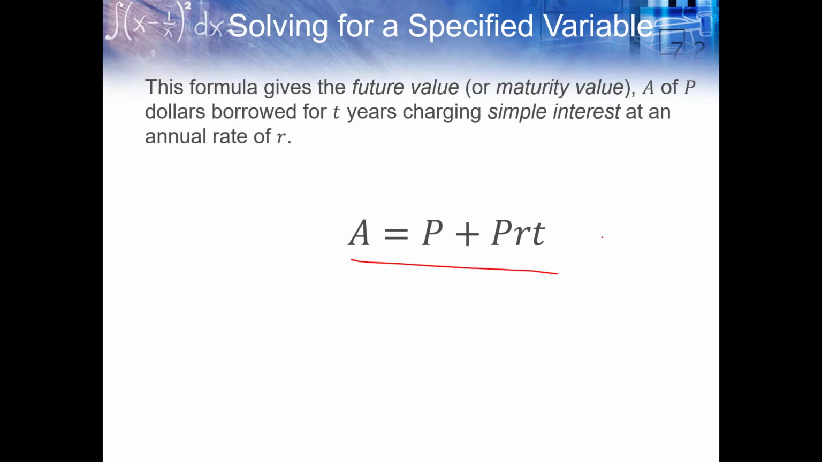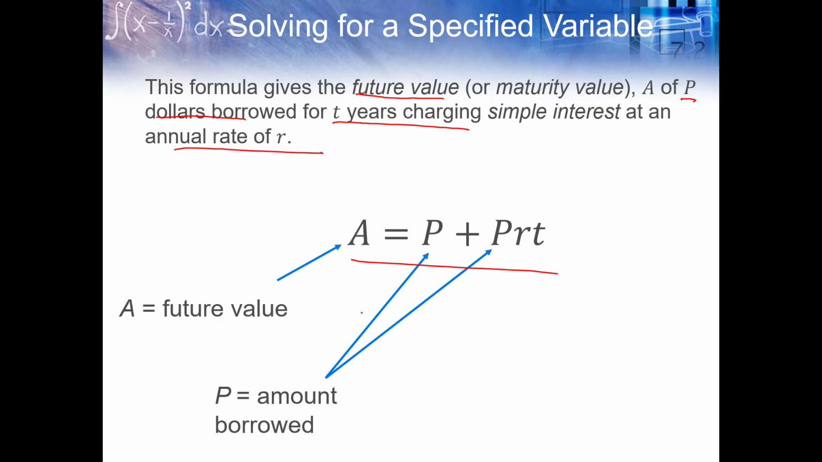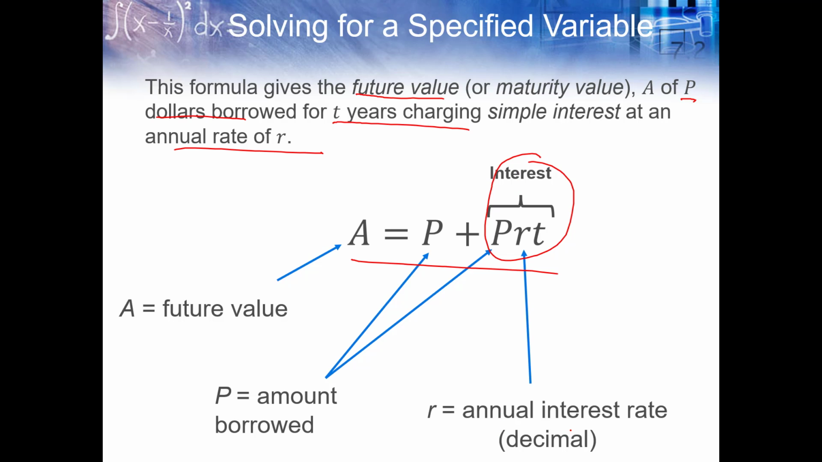And actually, this is the simple interest formula. This is the formula that gives you the amount of money you will have to pay off. We call it A, or the future value, if you borrowed P dollars now, and you paid it off in 10 years, after being charged a simple interest rate of R as a decimal. So A is the future value, P is the amount that you borrowed, this quantity right here is the interest, R is your annual interest rate expressed as a decimal, and T is always your duration in years.